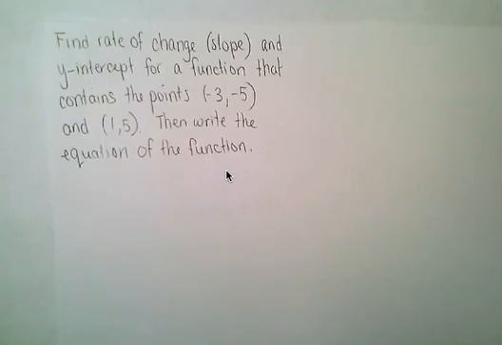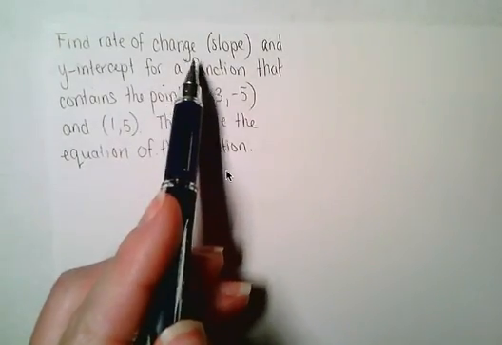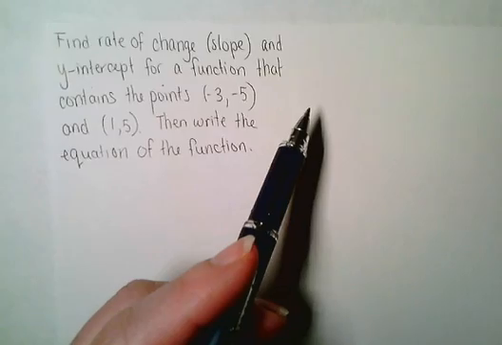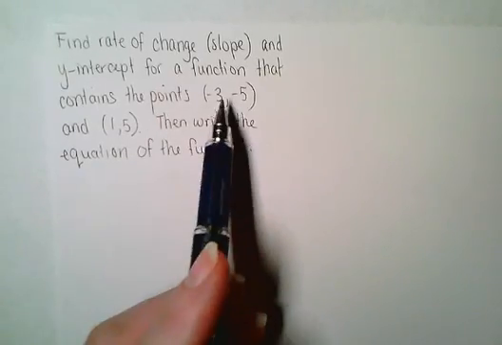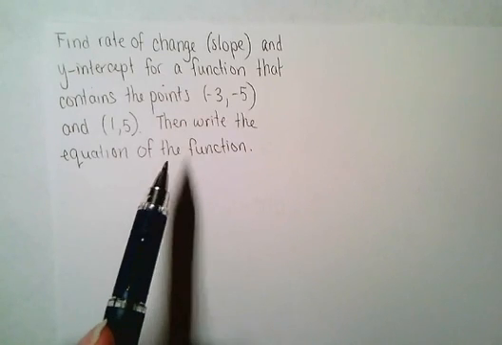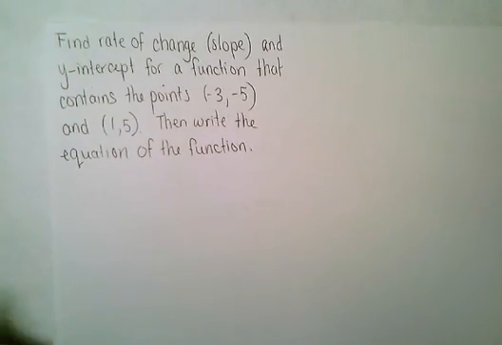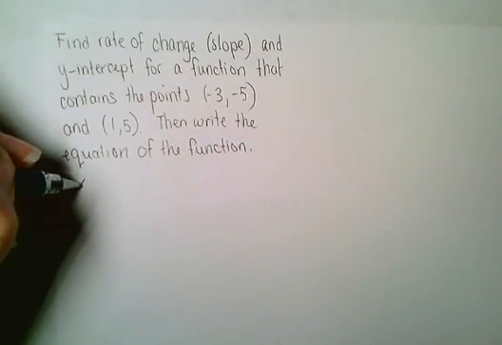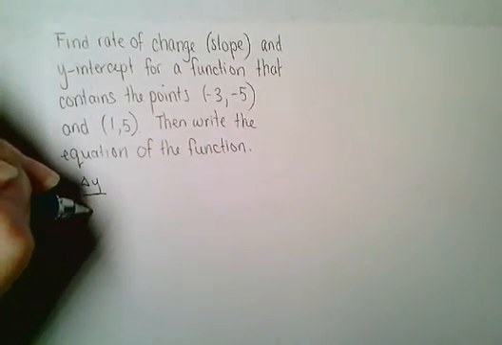We're going to do a problem that involves finding the rate of change or the slope of a function if we have 2 points. And then we're going to write the equation of the function. So the first thing we need to do is find the slope. If you know the slope formula, it's essentially change in y over change in x.